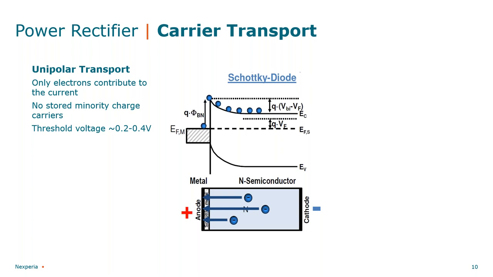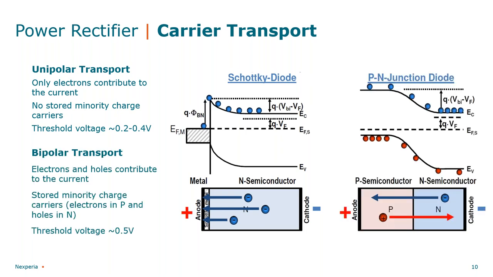If we now have a look at the bipolar transport device, so a PN junction, we can look at the same principle. Again, we can draw the so-called band diagram. Here we have the P semiconductor on the left-hand side and the N semiconductor on the right-hand side. Already here, we plotted this device in forward bias. Again, the Fermi level is lifted, and we already have current flowing into the opposite regime. So we already have some electrons in the P region and holes in the N region.